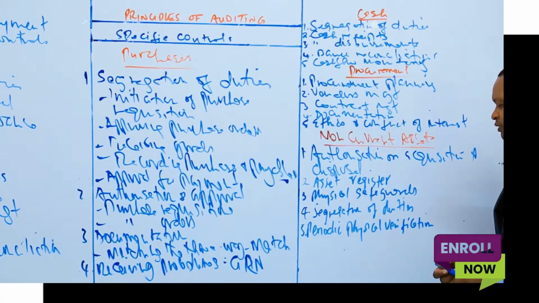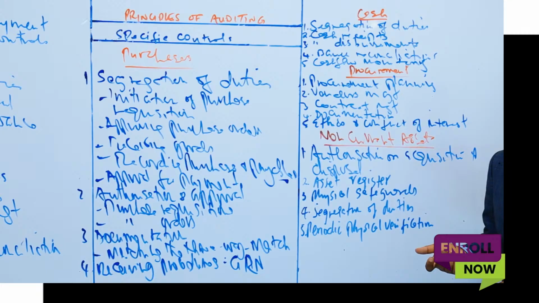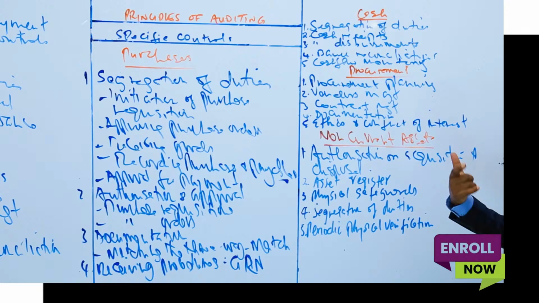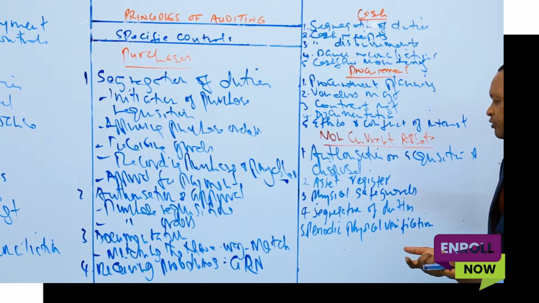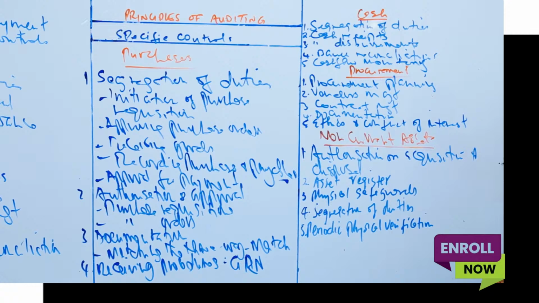There ought to be in place periodic physical verification, regular physical counts of non-current assets, and reconciliation with the asset register to identify any missing, damaged, misplaced or unrecorded assets. Then if you have assets that are damaged or assets that are missing, another control is to carry out investigations.